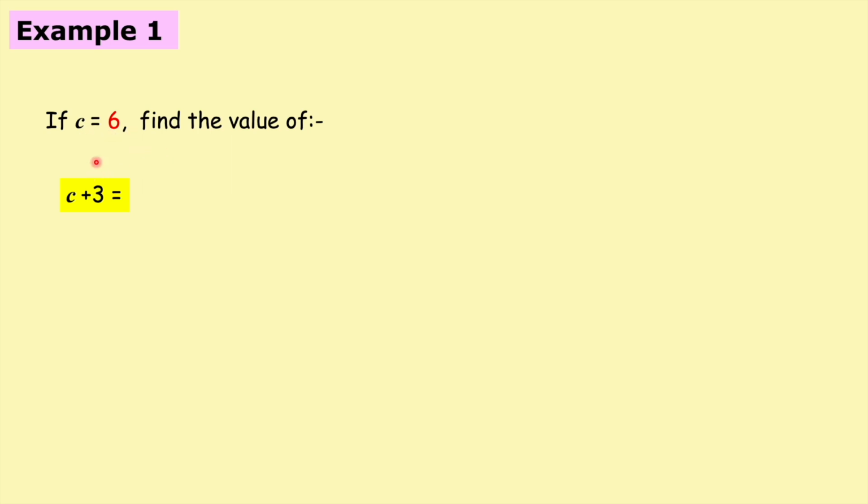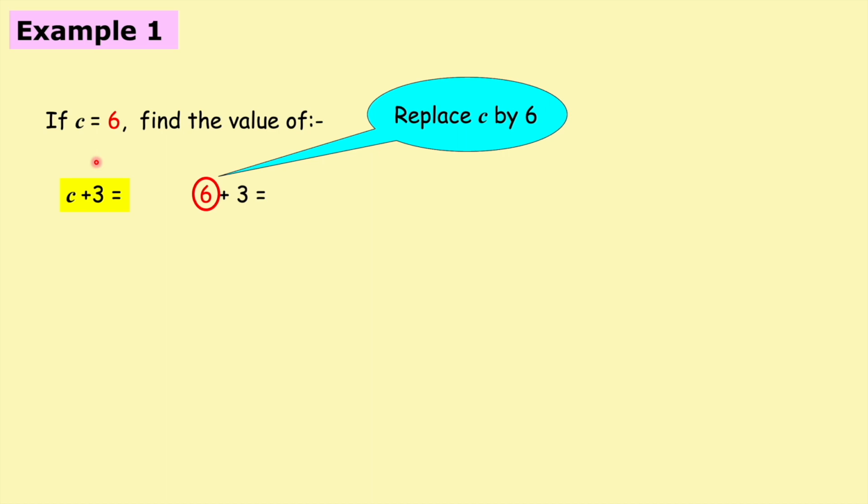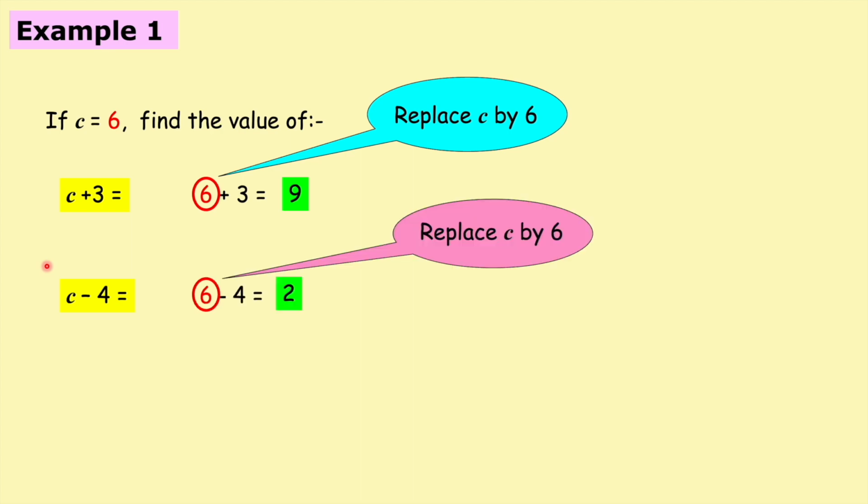So if we have c plus 3, that means we're actually going to calculate 6 plus 3, where we have replaced the c by 6. And then we can calculate it to find a value of 9. If we had c subtract 4, again we're told that c equals 6, so we're going to swap out c. Wherever we have c in our formula, we're going to swap c out with 6, and then we can just calculate it. 6 subtract 4 equals 2.